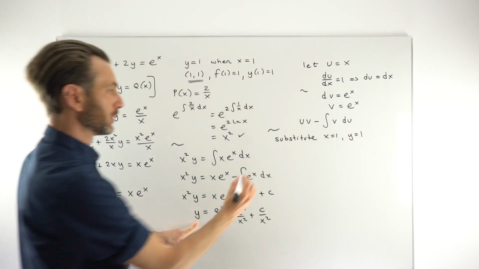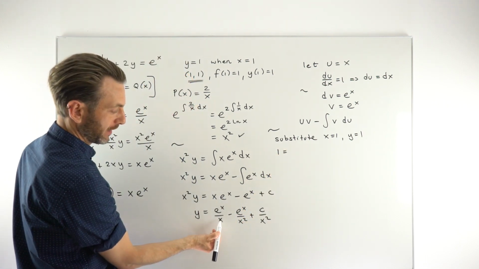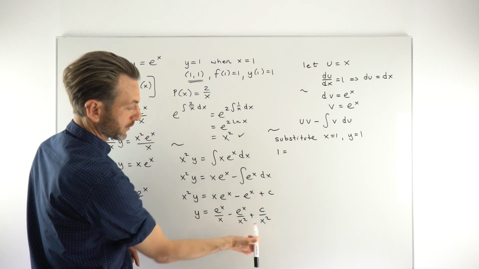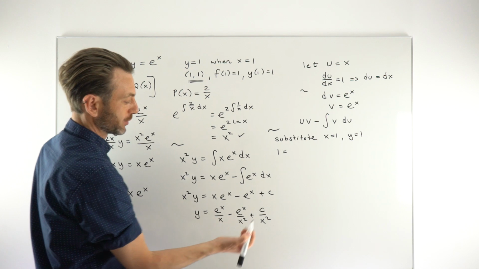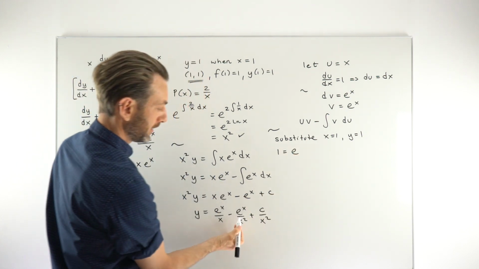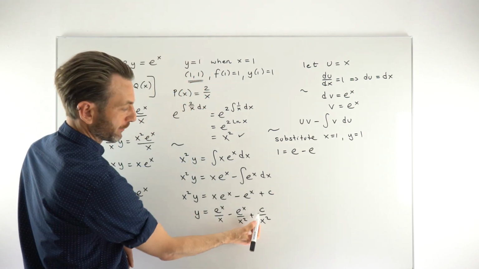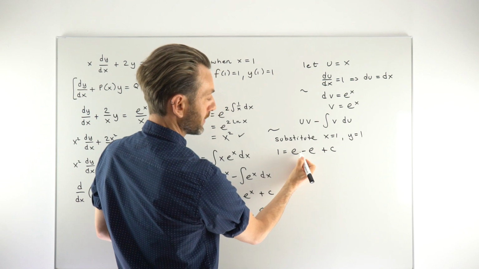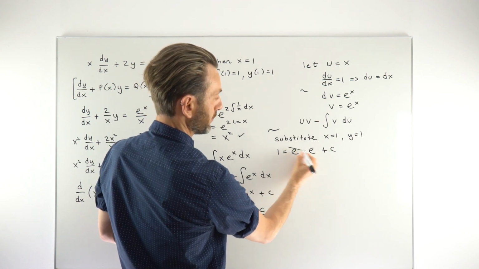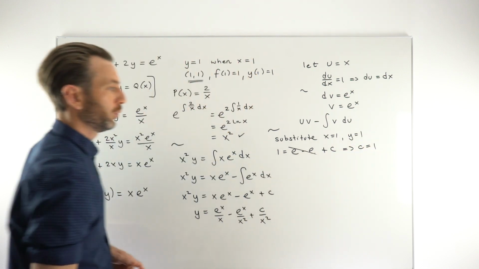So put in a 1 here for y. If you look at the way these terms are, dividing by 1 squared doesn't do anything, so those denominators disappear. e to the power of 1 is just e. e to the power of 1 is just e again. And then we've got a c divided by 1 squared, which is just c, like this. These guys cancel. e minus e is 0. And we basically just get that c equals 1.